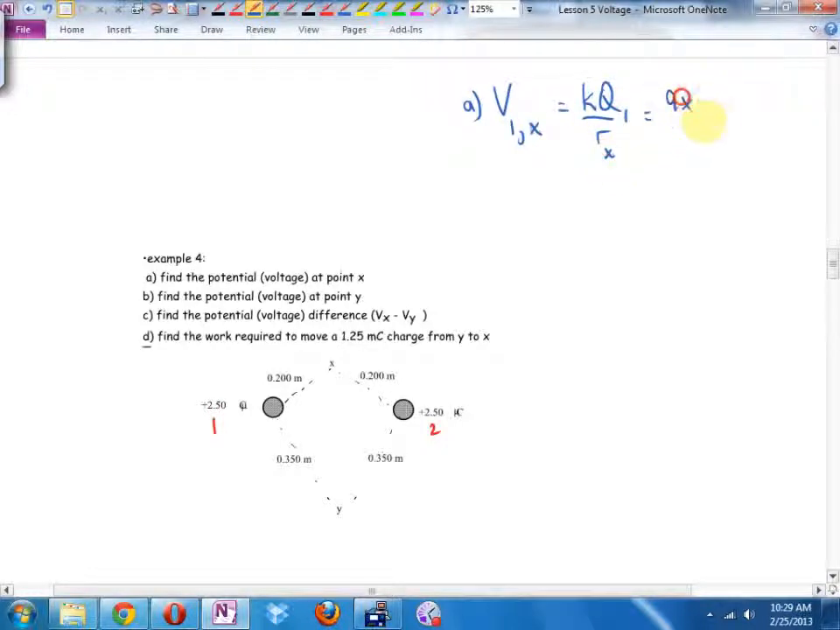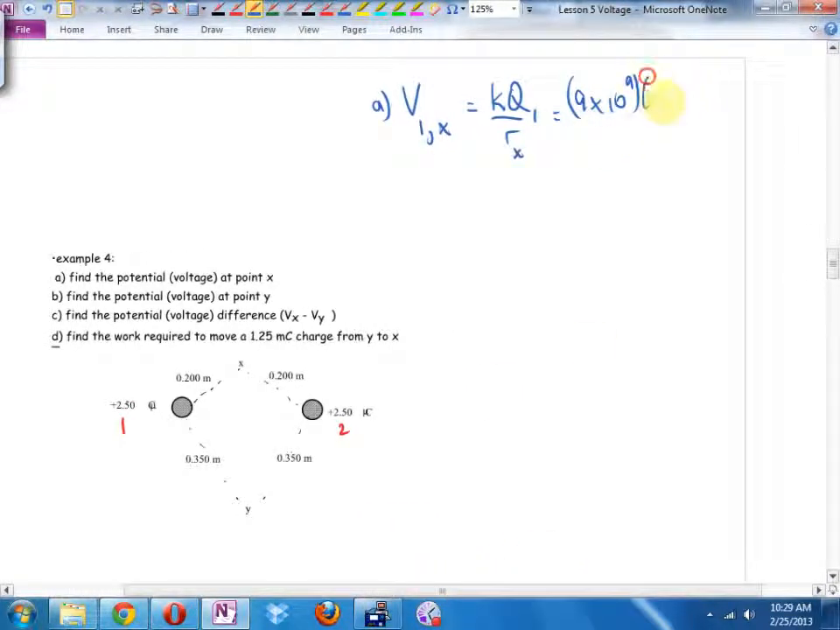It's going to be 9 times 10 to the 9th, 2.5 microcoulombs divided by 0.2 meters. What is the voltage that charge 1 creates at location X? What do you get? 112,500 volts.